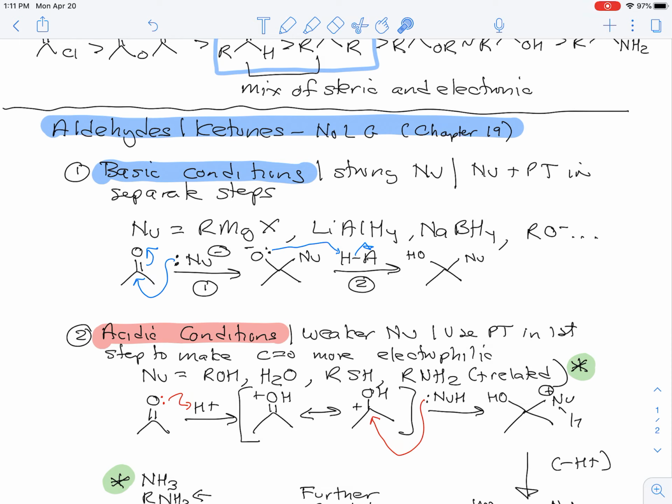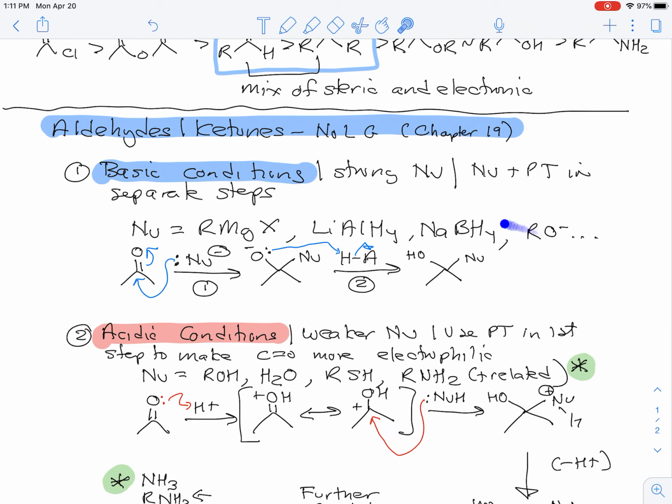If you have basic conditions, again, strong nucleophile, so this is going to be something like a Grignard or a hydride reducing agent or an alkoxide. This is a good enough nucleophile, and I've written it with a negative charge because they all kind of sort of effectively do as they attack. It's going to attack the carbonyl carbon directly. We get this tetrahedral intermediate, and then in a second step it gets protonated.